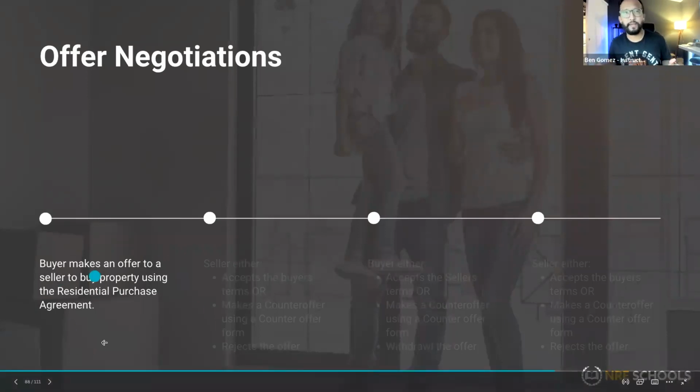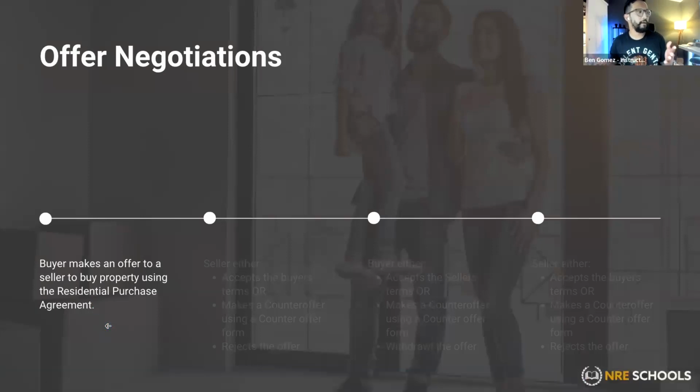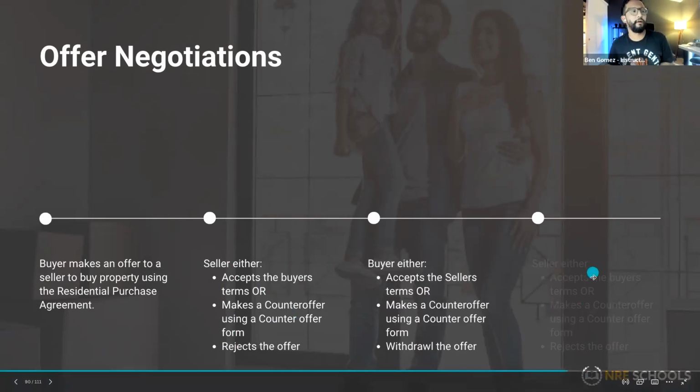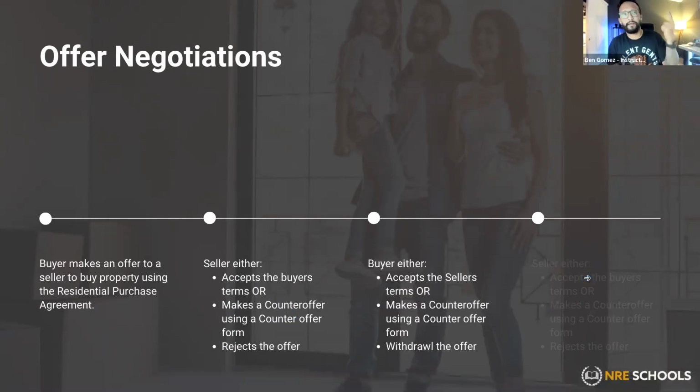And this is what that timetable looks like. A buyer makes an offer to a seller to buy property using a residential purchase agreement. The seller can either accept the buyer's terms, make a counter offer, or just flat out reject it. No seller is required to make a counter offer. So let's just say that the seller makes a counter offer. The buyer can accept the seller's counter offer, make a counter offer, or just withdraw their offer.